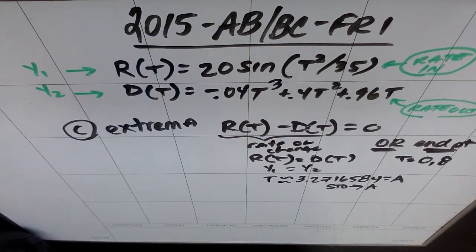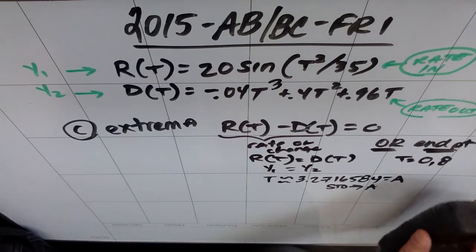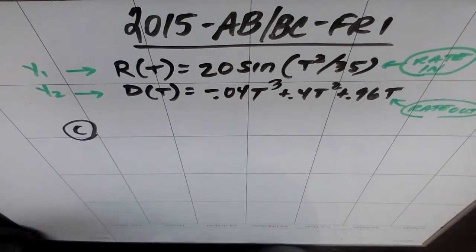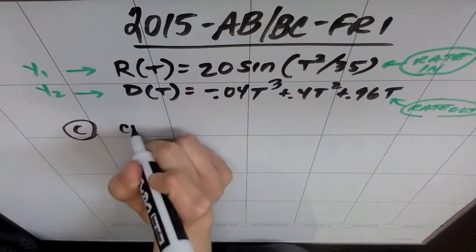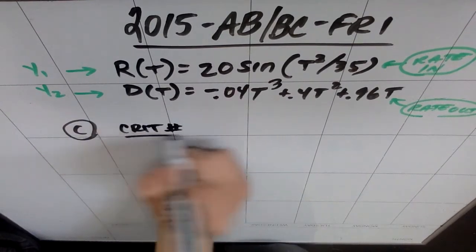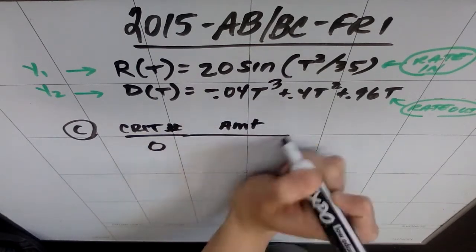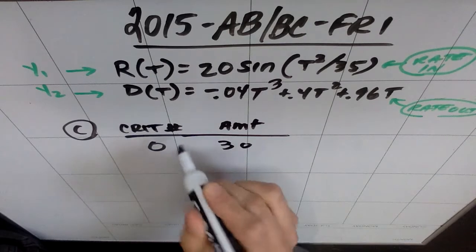So what that means is that there are a handful of candidates for the extrema here. I want to know which one of these, 0, 8, or 3.27, is the minimum value of the water in the tank. So let's go ahead and write what we know. If we erase this for a sec. So here are my candidates. These are my critical numbers. 0, and the amount in the tank at 0 is 30 cubic feet, because they told me that.